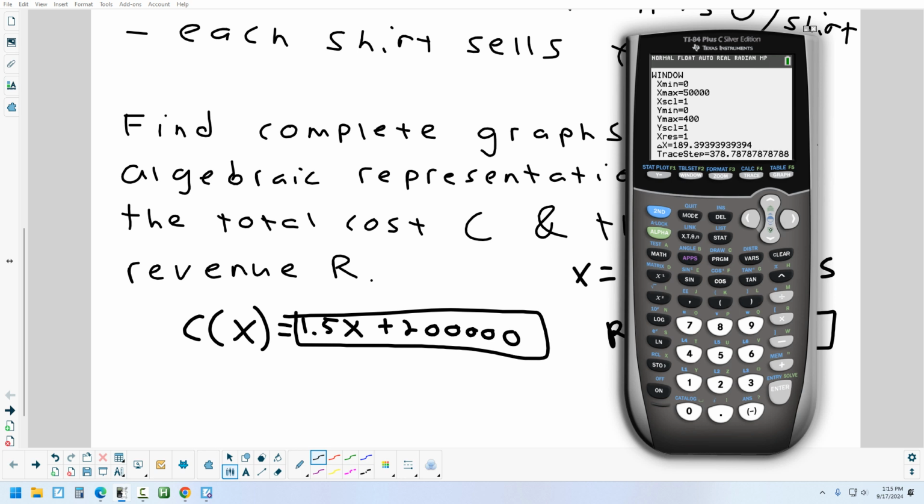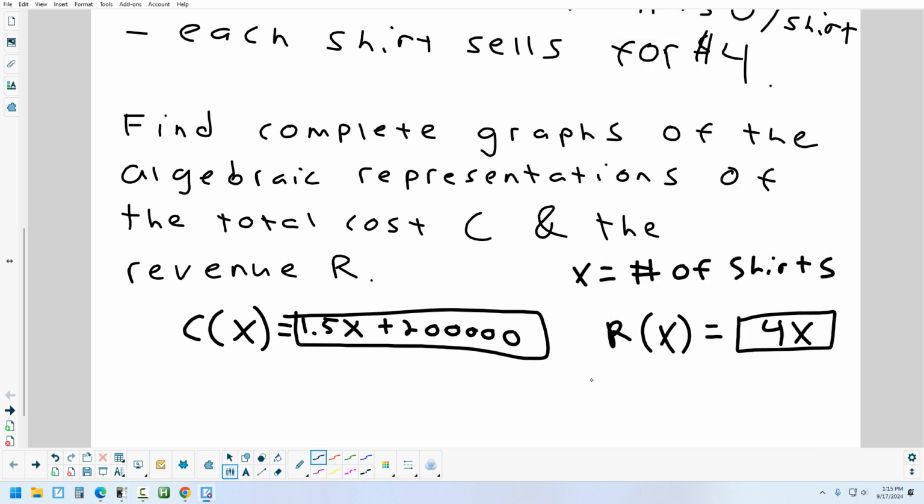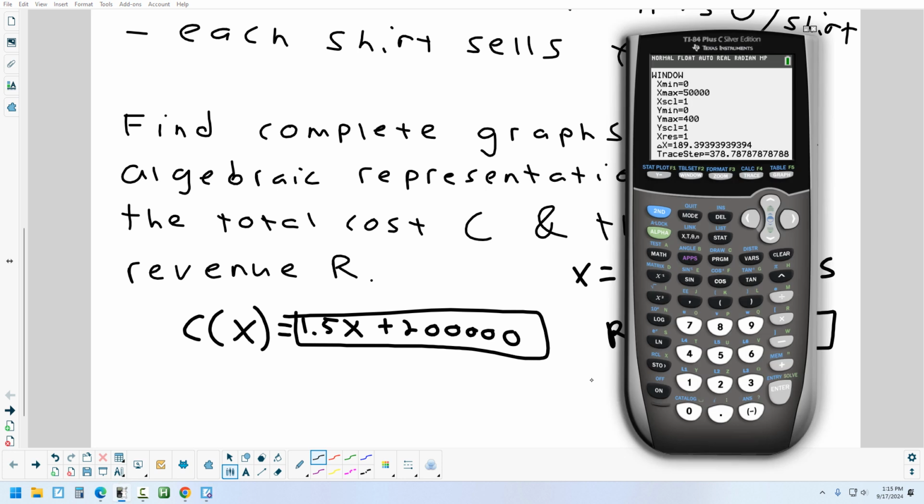Y is either the cost or the revenue. Both of those are always positive. If you count the money in the cash register, it's going to be positive. If you count up how much money you spent, like what you had to pay to rent the building, it's a positive amount of money. But what's the y-intercept on our cost? In that equation, what's the y-intercept? Yeah, the 200,000. So on my graph, I need to go to at least 200,000.